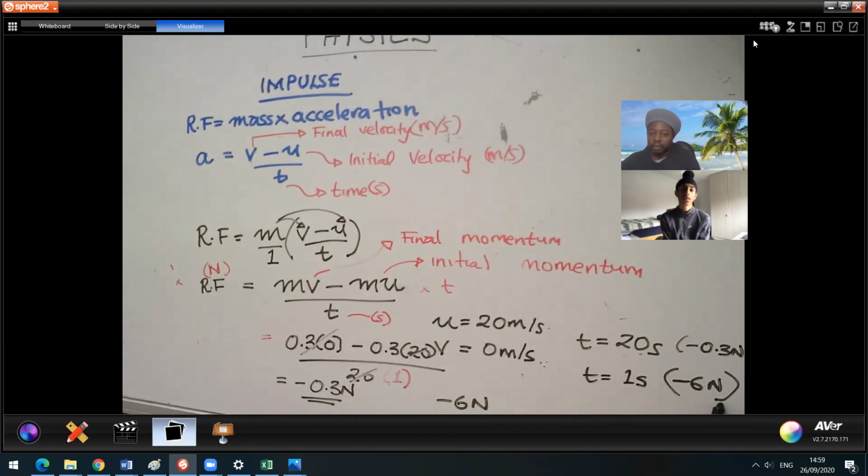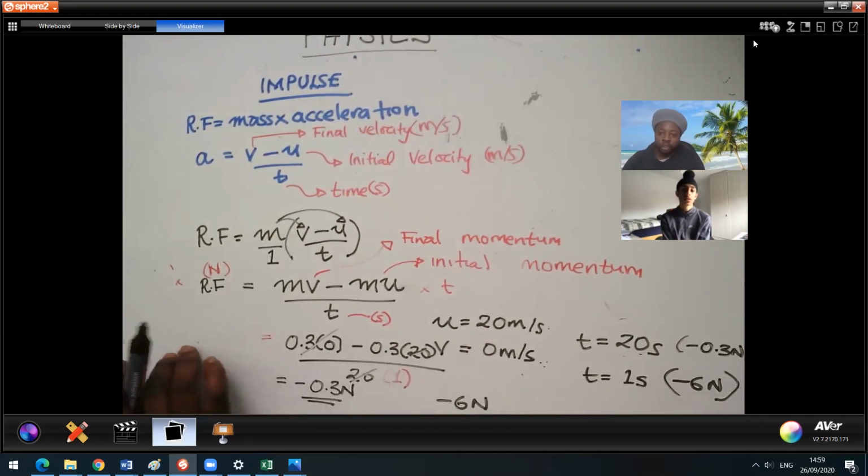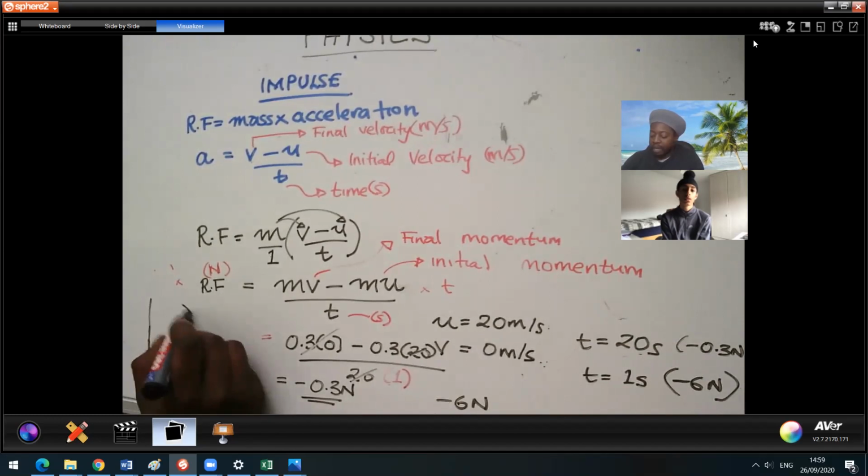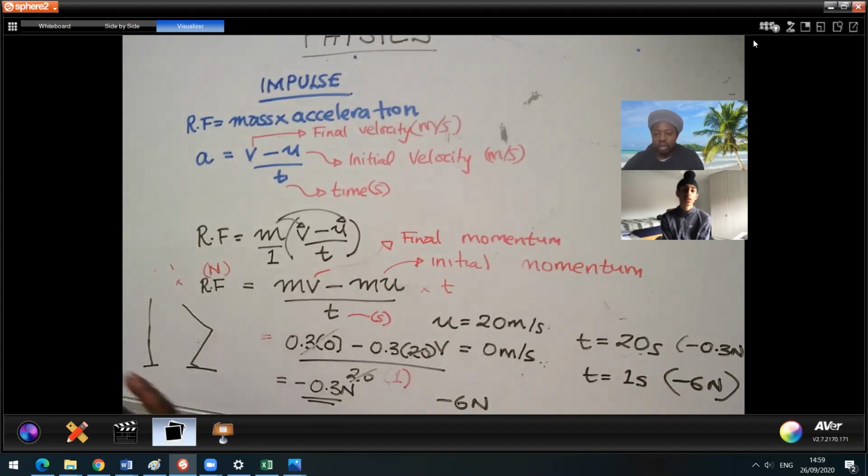Okay? And for the same reason, if somebody's jumping from a tall building, about to hit the ground, they don't land with their feet straight. They bend their feet. Now, why do they bend their feet? It's to slow down the time over which they're going from that high velocity to 0, so that the impact force is reduced when they land on the ground. That makes sense?